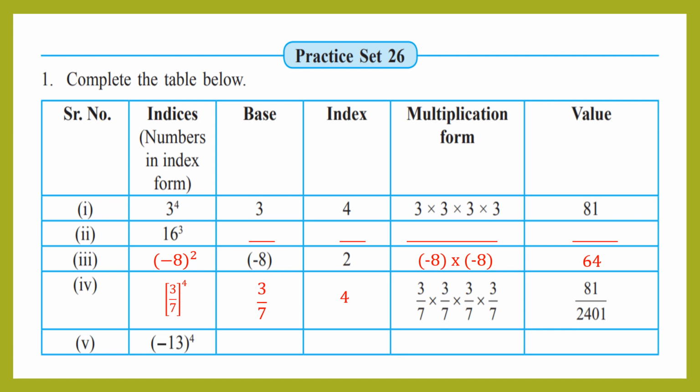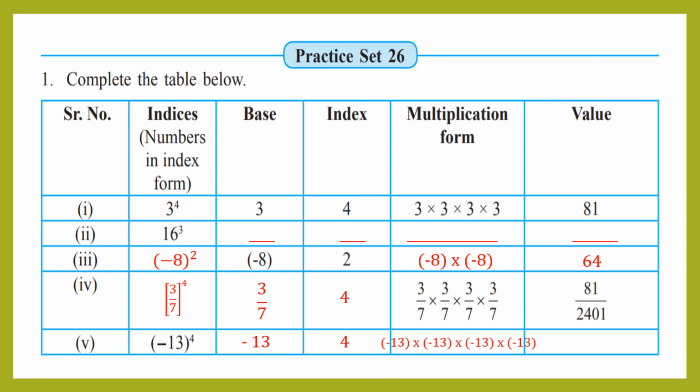Let's see sub question 5. We have -13 raised to 4. -13 is the base and 4 is the index. In multiplication form, -13 will be multiplied by itself 4 times. So it can be expressed as -13 into -13 into -13 into -13.